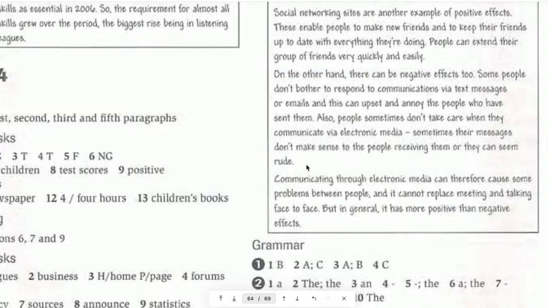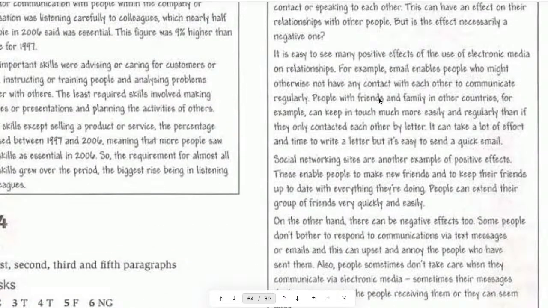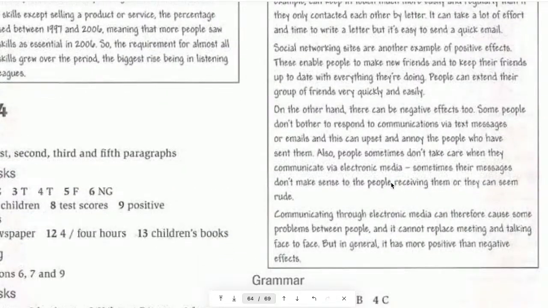So that may affect the relationship negatively. Those are some of the negative effects of this. They mentioned this one and some examples here. So we have 2 paragraphs of positive effects and 1 paragraph of negative effects. So we can guess how many percent for positive and how many percent for negative now? Something like 70, 30, yeah? Around 70% for positive and 30% for negative.